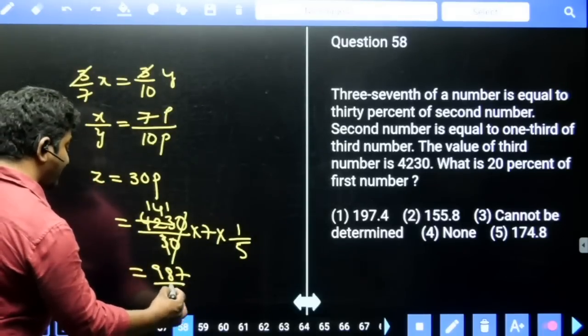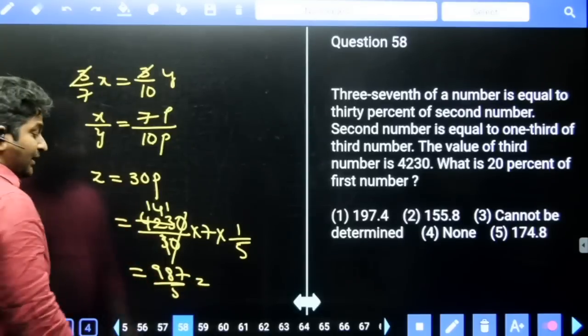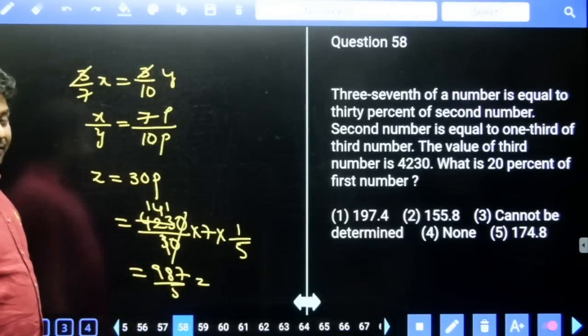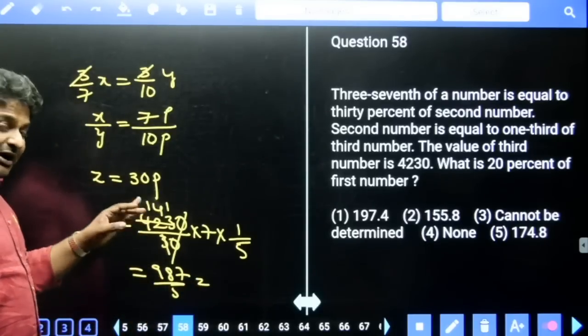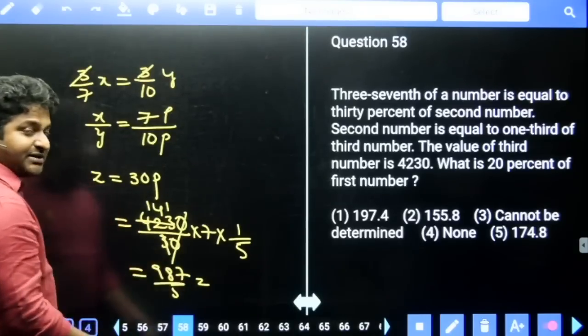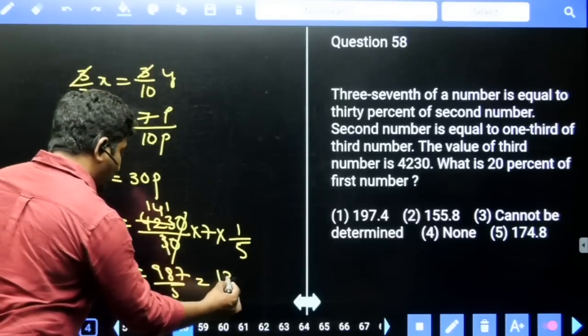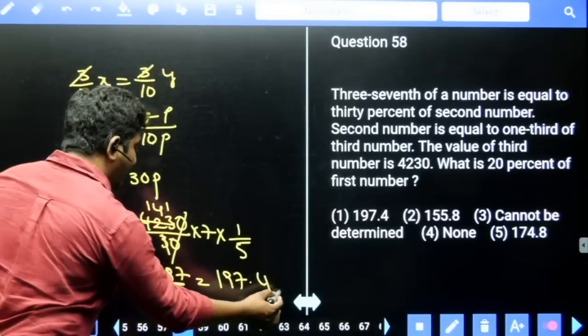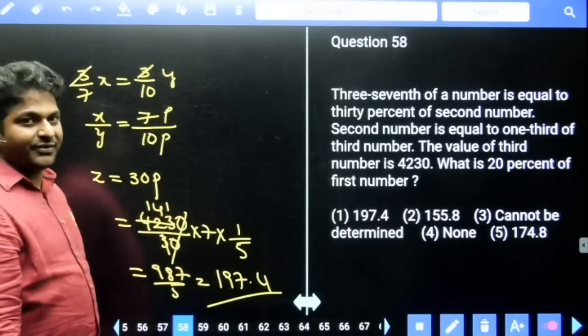987 divided by 5. Instead of dividing the number by 5, you divide with 10 and double it. When you divide with 10, it gives you 98.7. When you double it, you'll get 197.4. 197.4, first option answer.